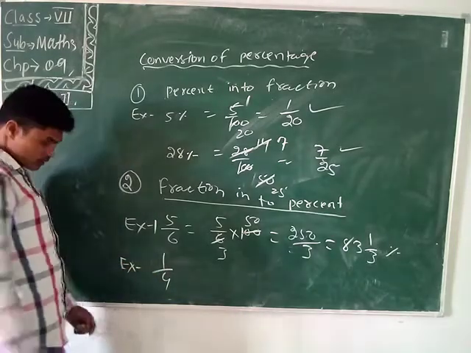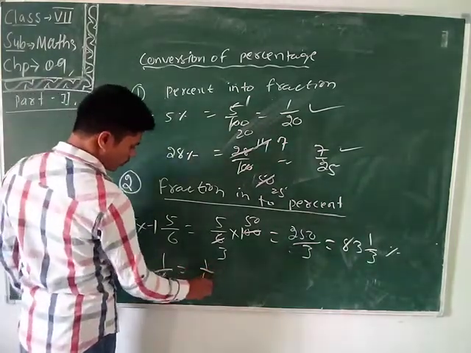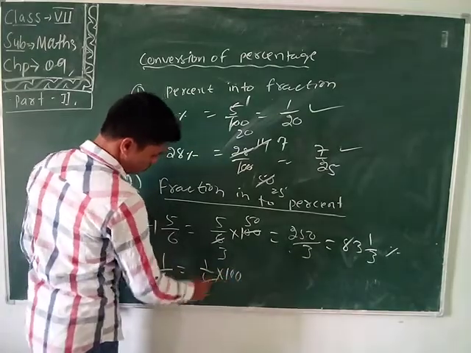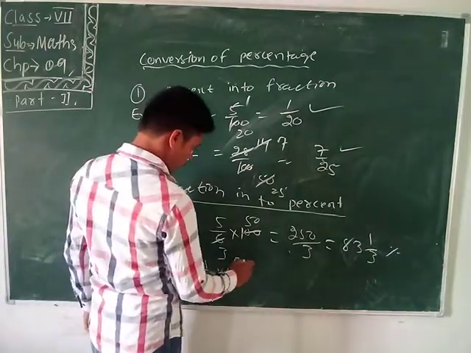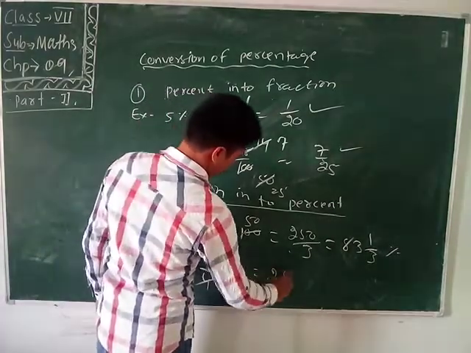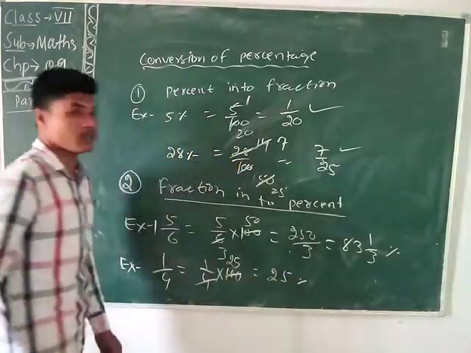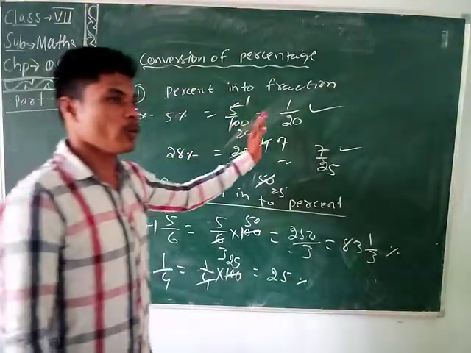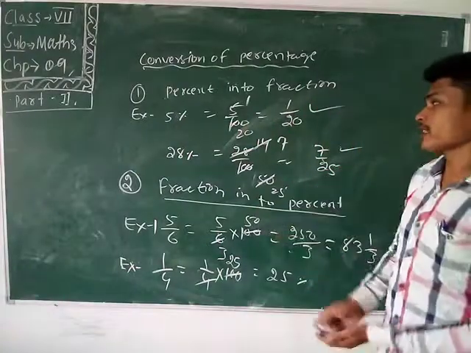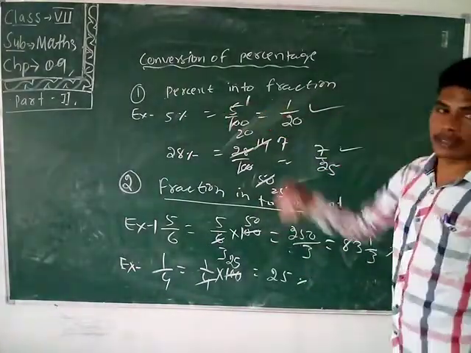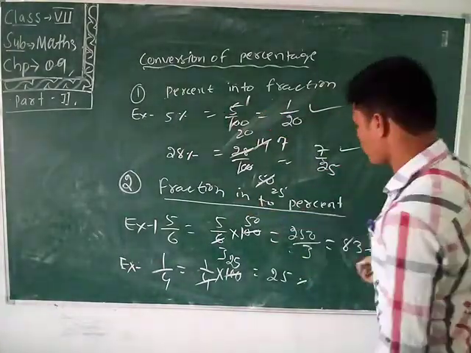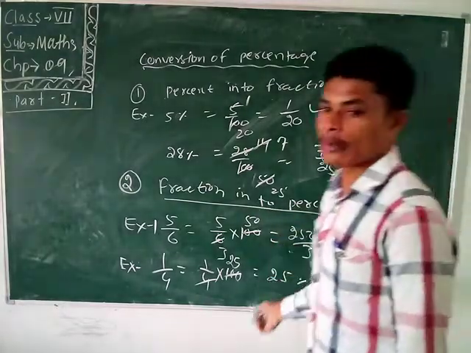1 by 4 is a fraction, so 1 by 4 into 100 equals what? Reduce it: 25 into 1, equal to 25%. You learn it. How can we convert? When we convert percentage into fractions, then 100 is divided by the given number. When we convert fraction into percentage, then 100 is multiplied with the fraction.